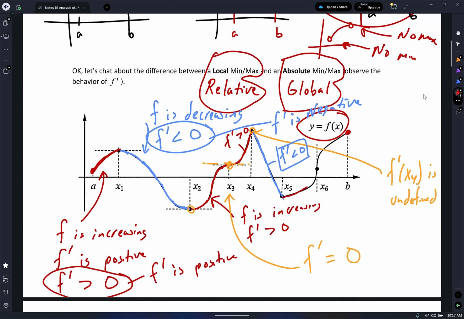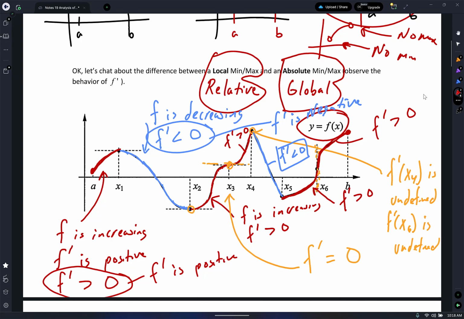Between x5 and x6, f prime is positive. And then right at x6, I have a vertical tangent, so f prime of x6 is also undefined. And then again, I continue to increase. There is something about concavity. We'll talk about that later. F prime is positive again. Cool or not cool?